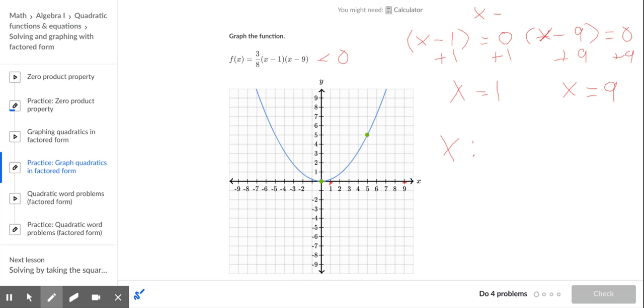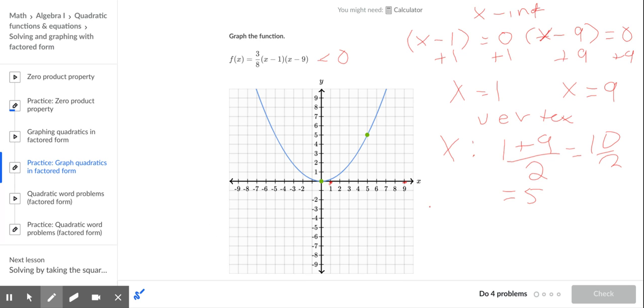So what we were finding before was x-intercepts, and what we're finding now is the vertex. It's the next thing we're finding. The x value of the vertex is the average of my two x-intercepts. So that is 1 plus 9 divided by 2, which is 10 over 2, which is 5. So the x value of my vertex is going to be 5.